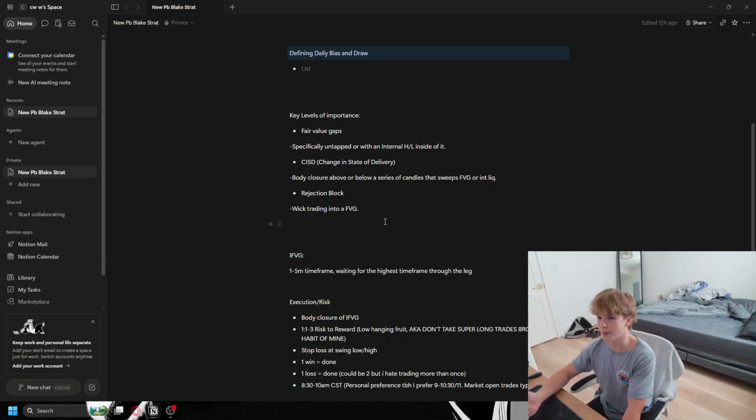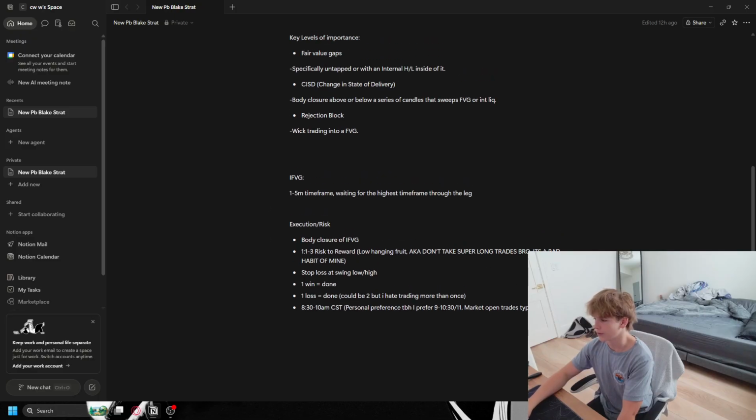So you'll get more A plus setups using this rather than the old mechanical strat from, I think it was the 2024 or 2025 course or whatever. And then it's just a 1 minute to 5 minute inverse fair value gap, waiting for the highest time frame throughout the leg. So if the manipulation leg has a 5 minute inverse fair value gap, then you wait for that to get inverse rather than the 1 minute.